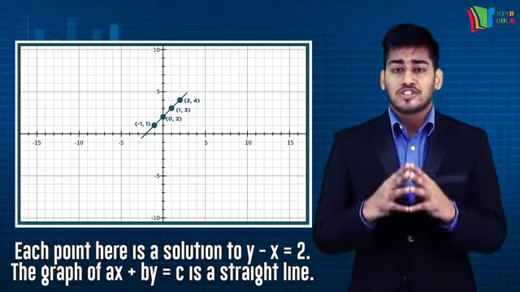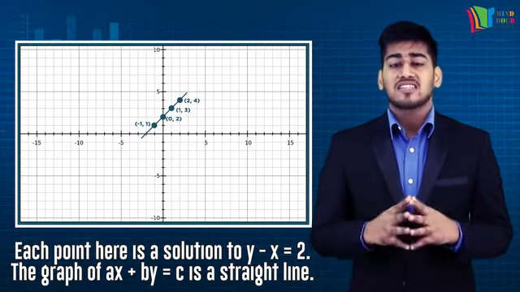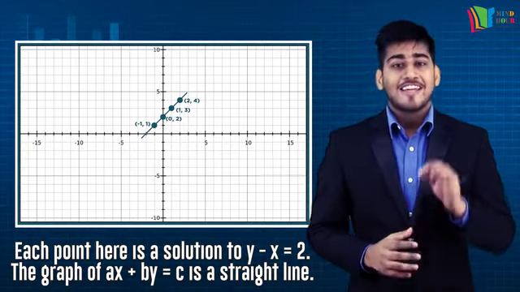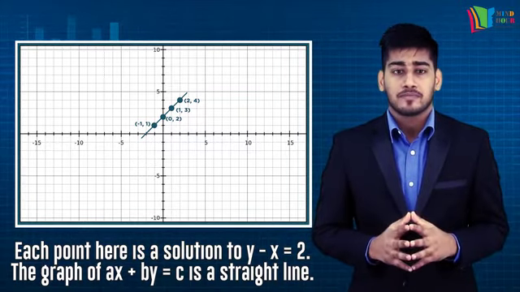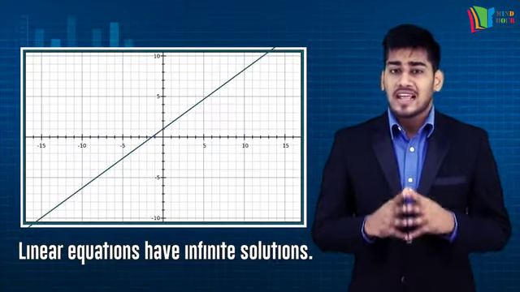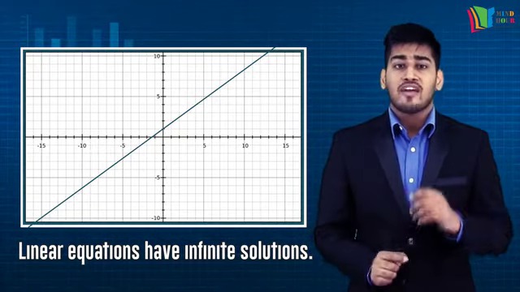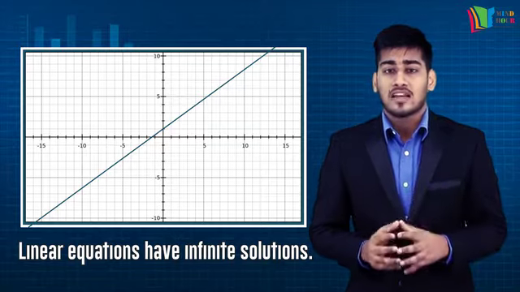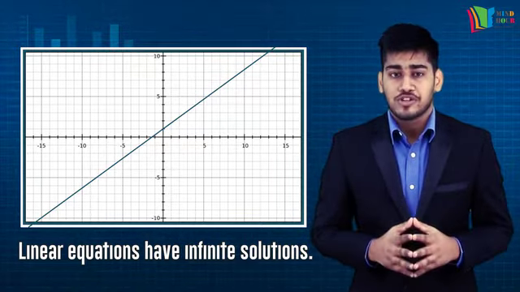This is something we mentioned earlier. A linear equation in two variables represents a straight line. Each point on a straight line is a solution to the corresponding linear equation. Now, if we keep on extending the line from both the ends straight, we can have infinite points lying on the line, which confirms there are infinite solutions to a linear equation.